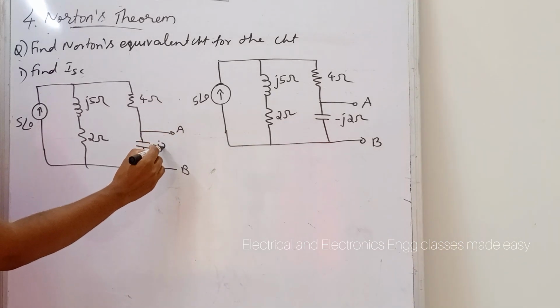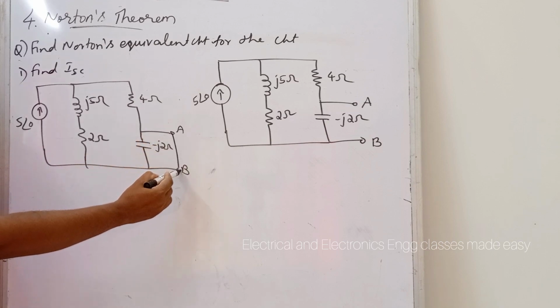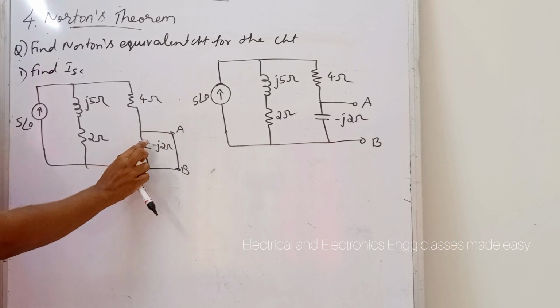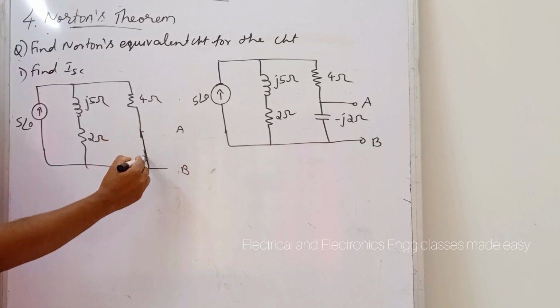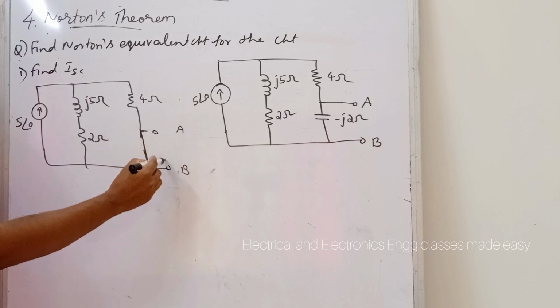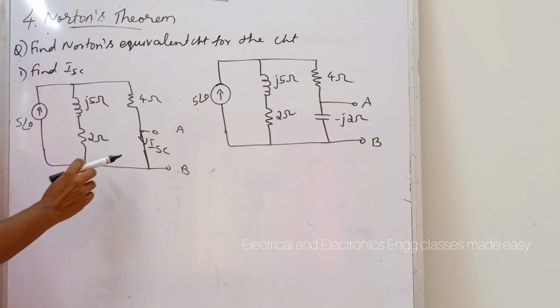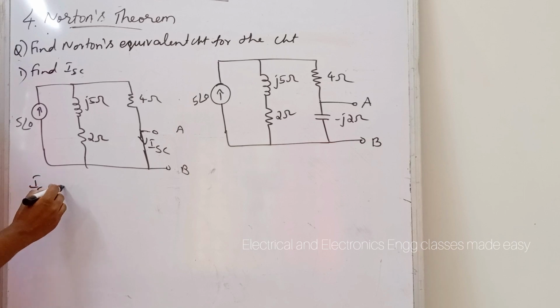So this is minus J2 ohm, and in the first step we have to short circuit these terminals. While short circuiting these terminals, this capacitor will also be short circuited. So the circuit diagram will be like this. So this is current ISC. Now we have to find the value of ISC. Here this is a current source, so we can apply the current division rule.